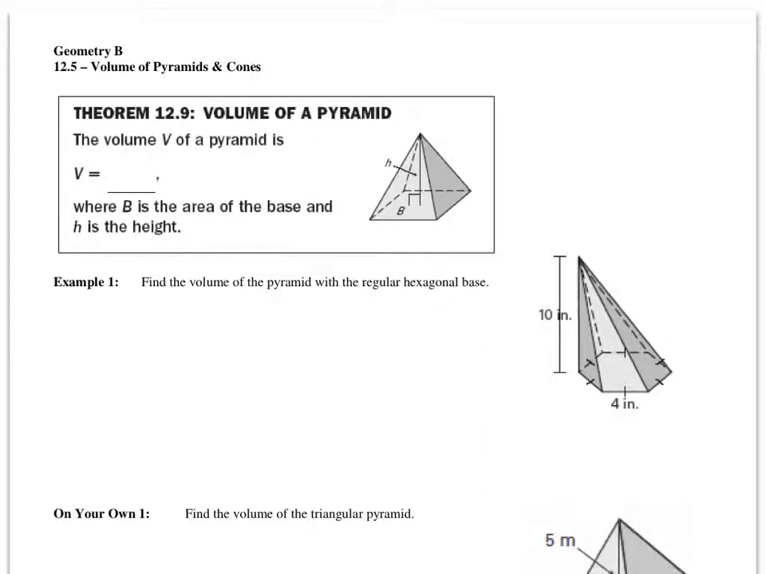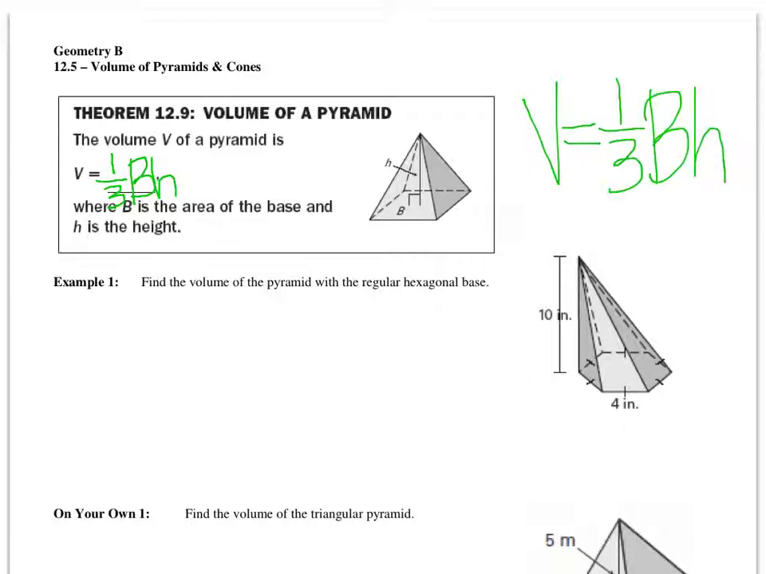Hi class, this is lesson 12.5, volume of pyramids and cones. Theorem 12.9 says the volume V of a pyramid is 1/3 my capital B, my base area again, times my height. So we've got a new formula. We're going to use this one for this entire lesson: 1/3 my base area times my height.